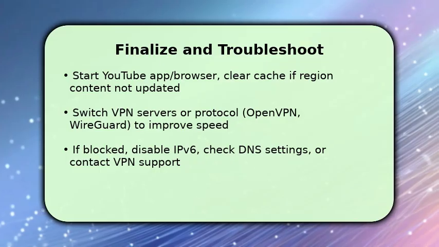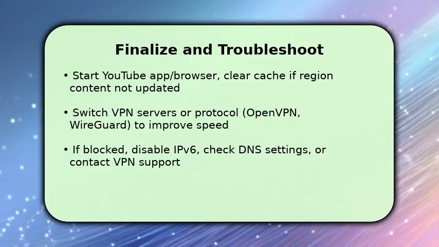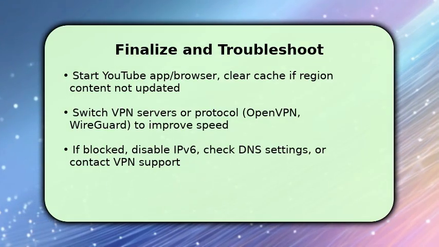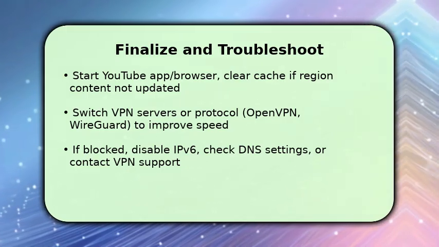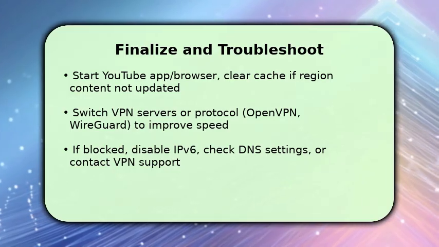Clear the app cache or reload the page if region changes aren't reflected. If playback stutters, switch servers or change VPN protocol. WireGuard often improves speed. OpenVPN can be more stable.